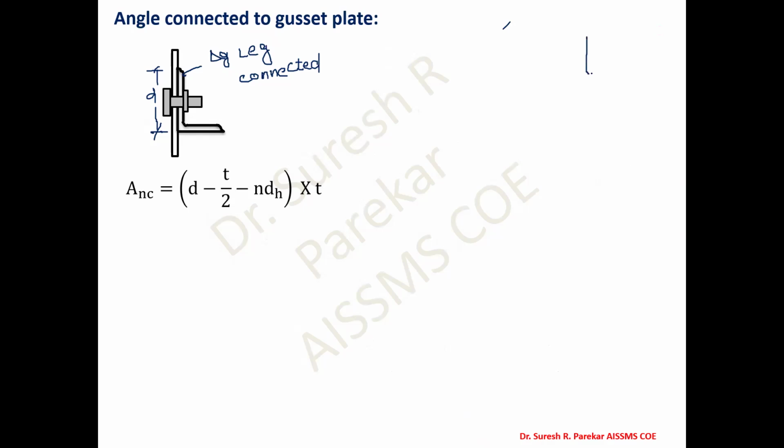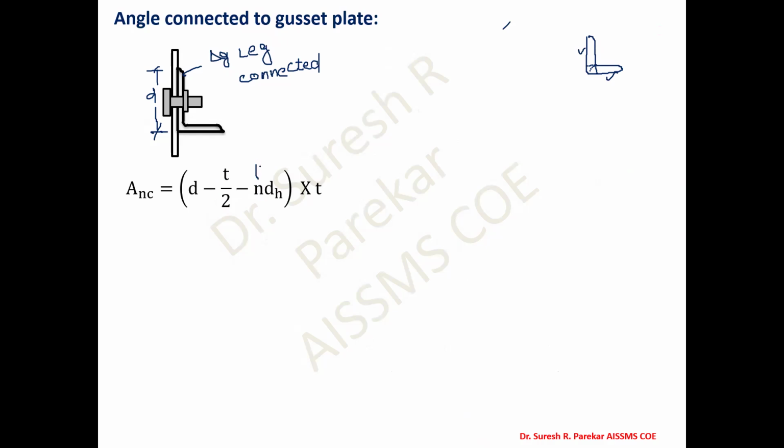Why are we considering this minus t by 2? Whichever portion is common, we are going to consider half portion with one leg. So this portion, which is the thickness, is common, so we take half with this leg and half with this leg. Therefore, we are doing d minus t by 2 minus n dh.